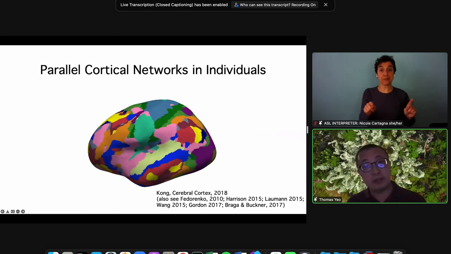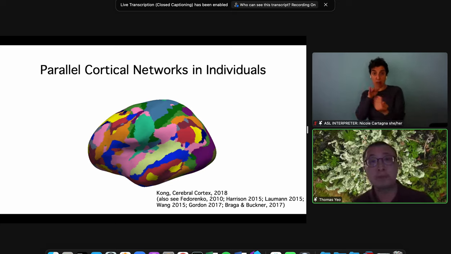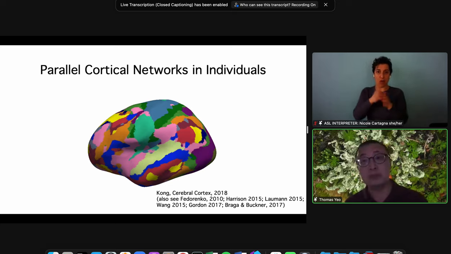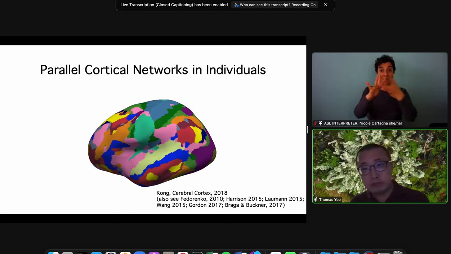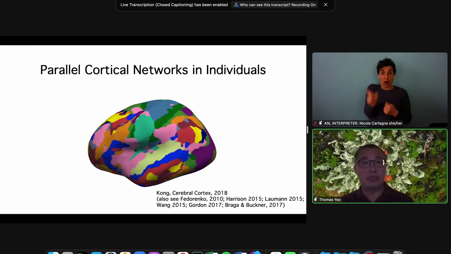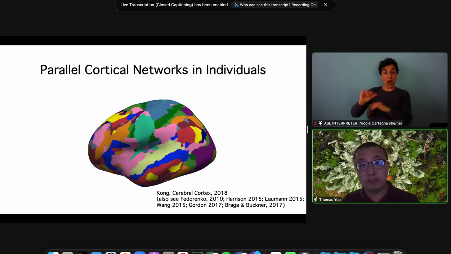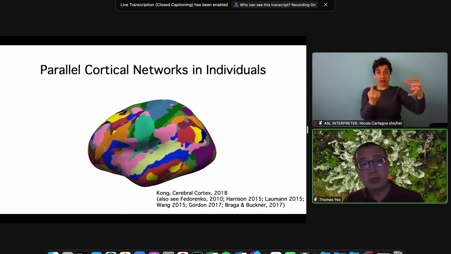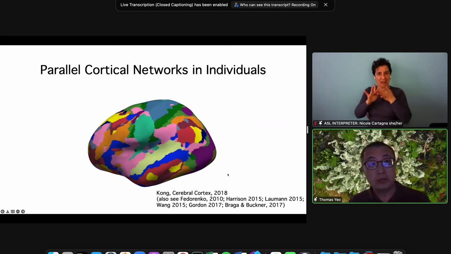So Ruby devised an approach to estimate networks in individual participants. So here's a single participant from the Human Connectome Project. We see that for this individual, the networks also exhibit parallel topography in the association cortex. But compared to the group level, this topography is much more complex. Let us visualize the underlying functional connectivity data that gives rise to this complex topography.